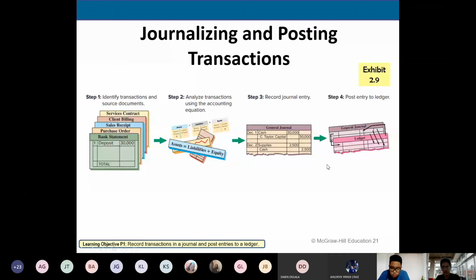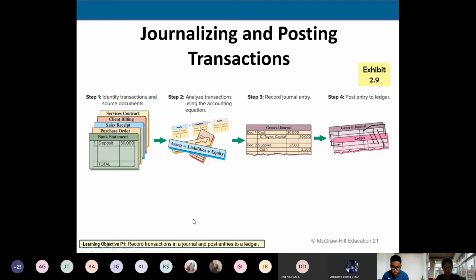And of course, after recording it in the journal entry, whichever journal entry classification you recorded it in, we have to post it to the ledger. Okay? Pagdating sa dual ledger, syempre, unahin muna natin yung subsidiary ledger, no?